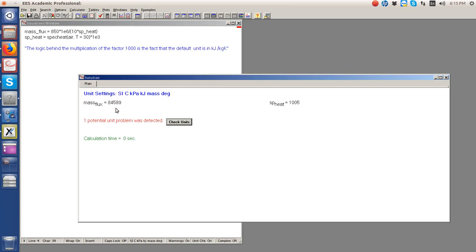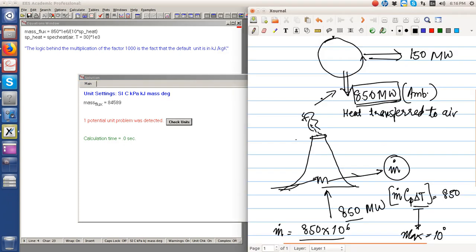This is the amount of mass flow per second that is required to balance out the massive heat flux being released into the atmosphere. This is a massive amount of heat being released into the atmosphere, so to balance that we must have a mass flux of 84,589 kg per second. Because this often cannot be achieved in one cooling tower, we can have multiple cooling towers. Okay, so that's the key.